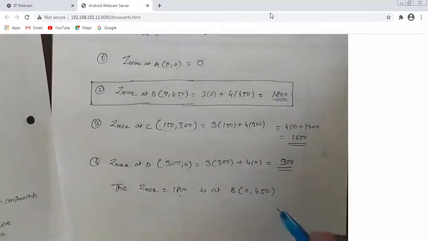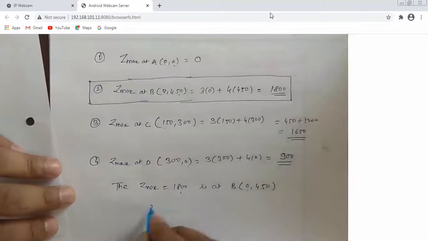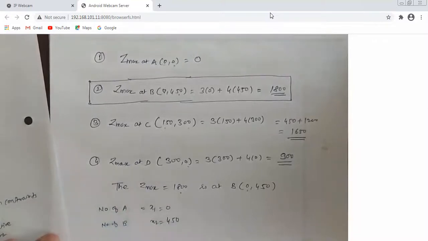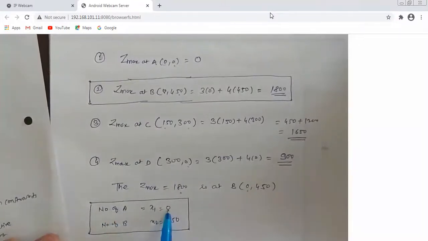So here, what is x1? x1 is 0. What is x2? x2 is 450. And we know that x1 is the number of products of A, and x2 is the number of products of B. So this is our answer, the number of units of items A and B. Under A we are going to produce 0 items, and under B we are going to produce 450 items. That will give us the maximum profit of 1800. So this is the final solution of your question.